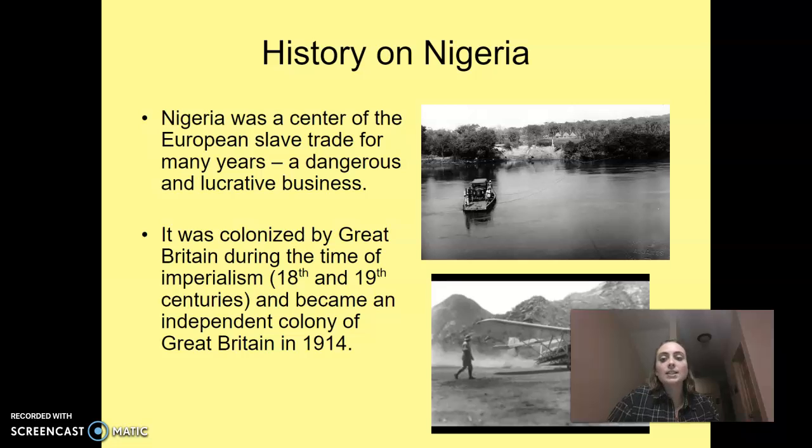Nigeria was a center for the European slave trade, which was a dangerous and lucrative business. It was colonized by Great Britain during the time of imperialism, which is the 18th and 19th centuries. It became an independent colony in 1914 of Great Britain.